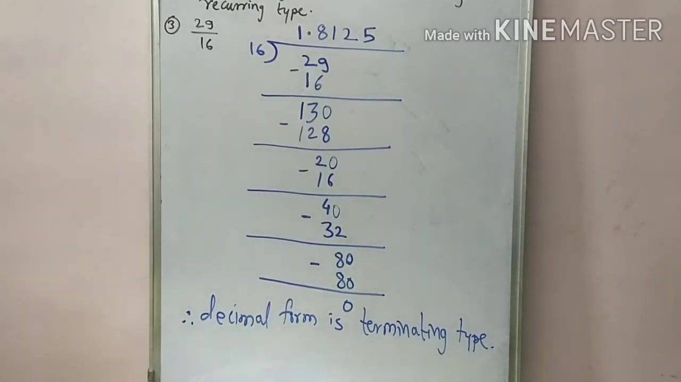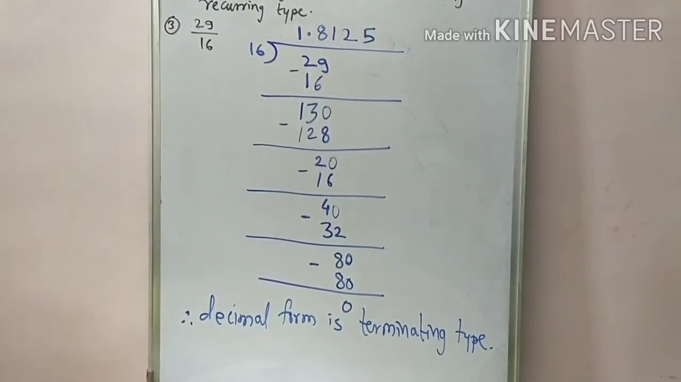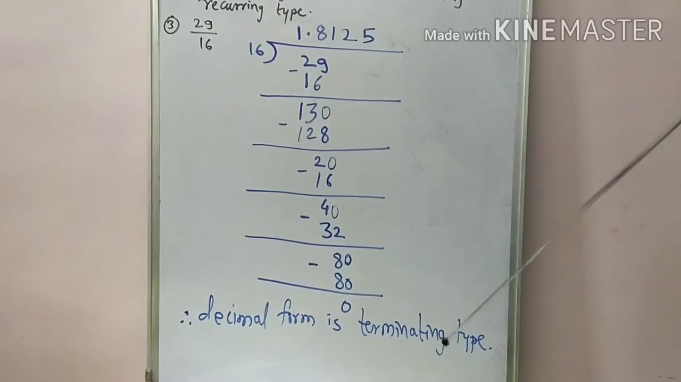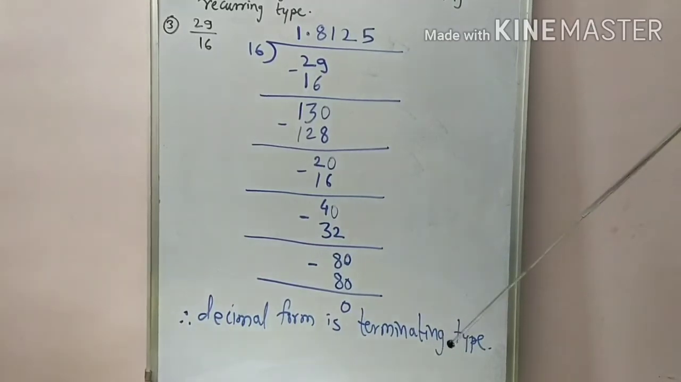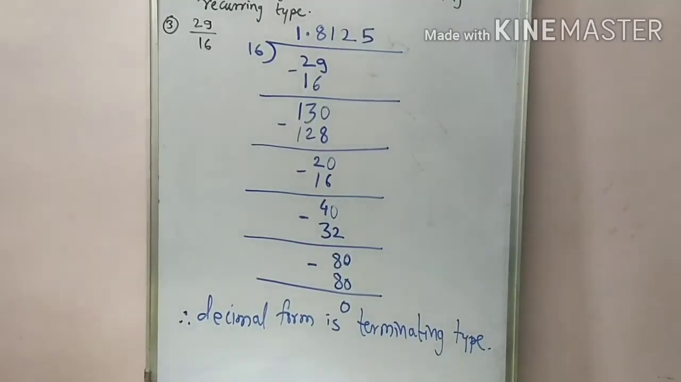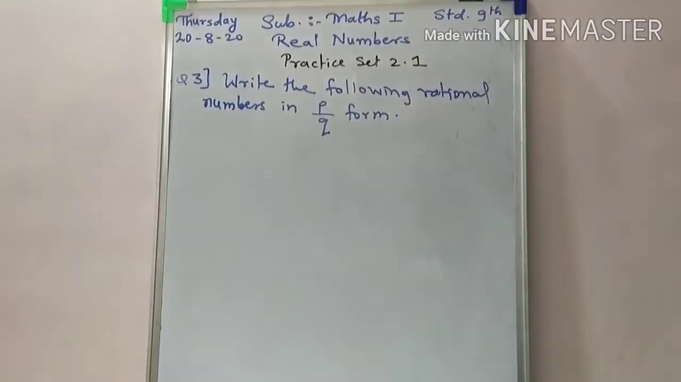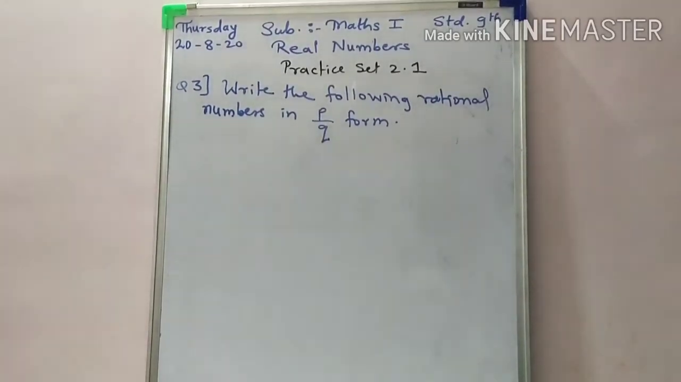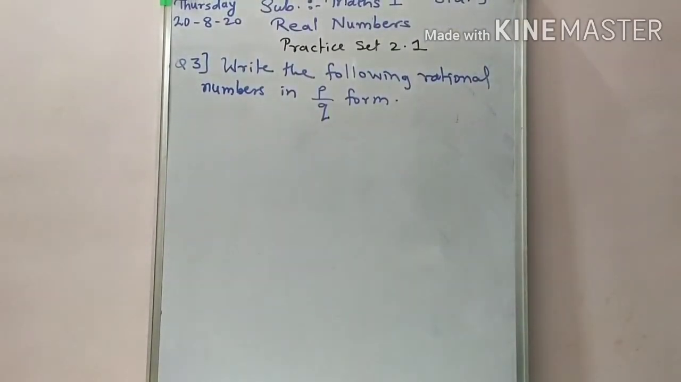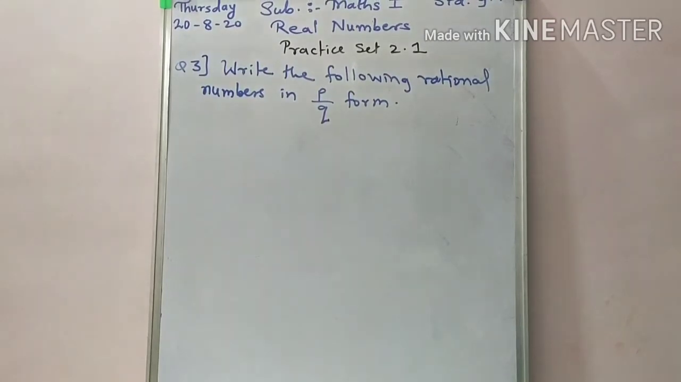Decide whether or classify whether the decimal form of that rational number is terminating or non-terminating recurring type. Very simple examples, you just have to do division. Okay students, so try that remaining examples as your homework. That second question is also similar to the first, so that second one also I keep as your homework.